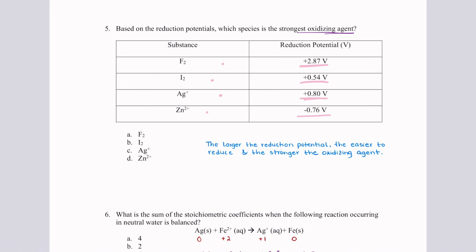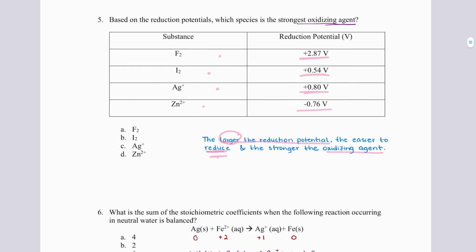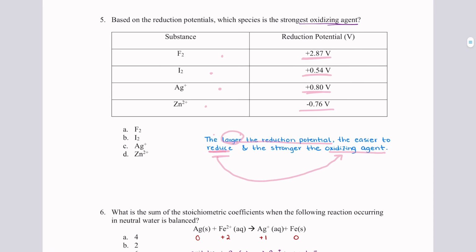An oxidizing agent is the species that gets reduced. So we look for the most favorable reduction. On a reduction potential table, the larger the reduction potential, the more easily that species gains electrons and gets reduced. And that means that it's going to behave as a stronger oxidizing agent. So, comparing the numbers, fluorine gas at plus 2.87 volts is the largest and therefore the easiest to reduce.